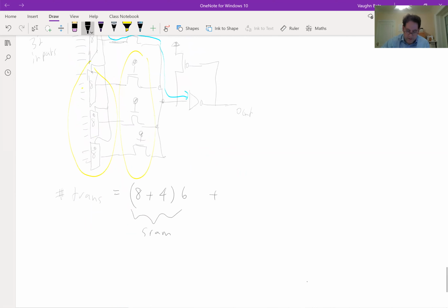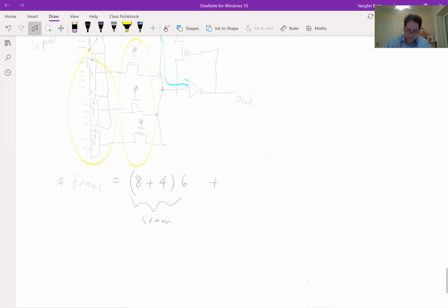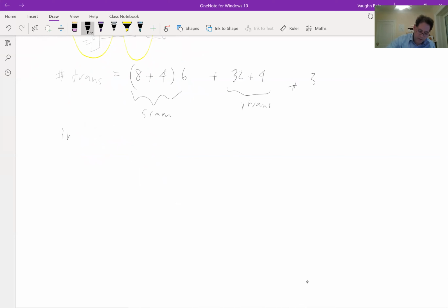Plus the number of pass transistors in the first level is just 8 times 4, or 32. And the number of pass transistors in the second level is just 4. So these are my pass transistors. And then my output circuit is again 3. Okay, so if I plug in inputs equals 32, and the transistor drive for the pass transistors is 5 times min, then I get area equals 183 minimum width transistor areas.